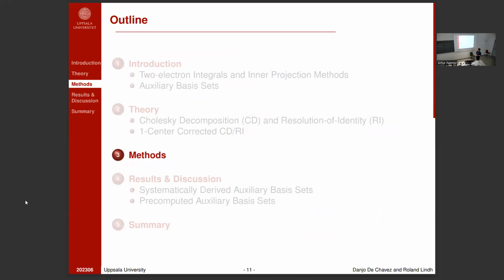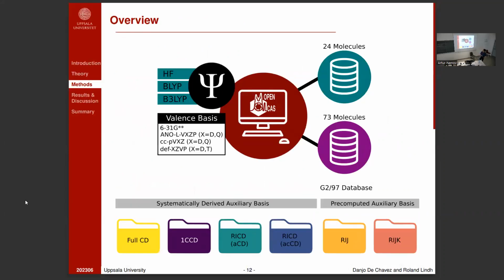This has been implemented in OpenMolcas. It works with all the RI-based techniques. So what we did now is to test or benchmark this method, again using OpenMolcas, with HF, BLYP, and TPSS, different basis sets, and the G2-97 database, where we have 17 molecules. And then the 24 molecules is a subset where we are expecting a higher spin component, magnetic component.